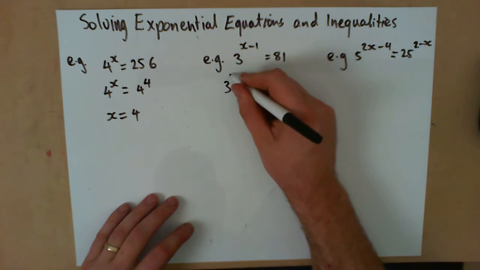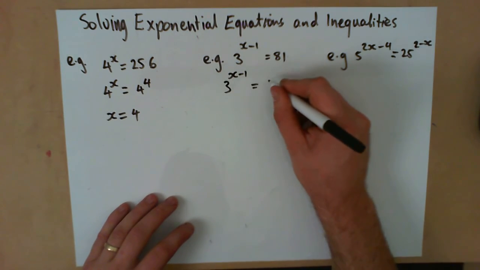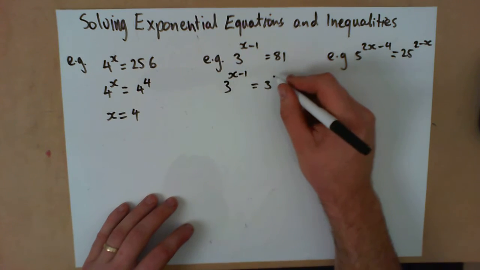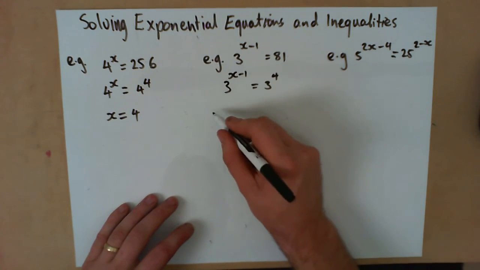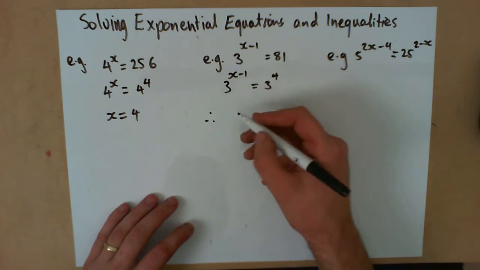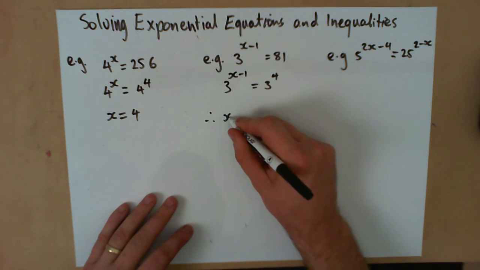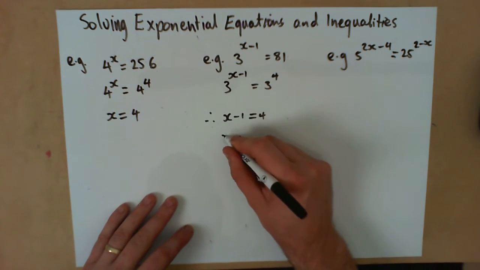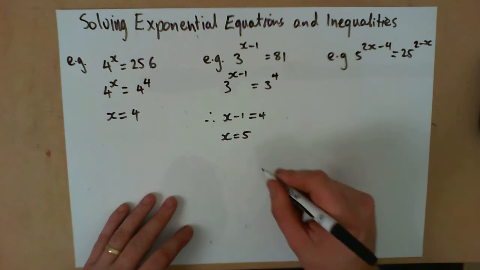Similarly, with this one, 81 is a power of 3. So we can say that 3 to the x take 1 equals 3, and again, 81 is actually 3 to the power of 4. So in this case, now we're allowed to equate our powers. So x take 1 equals 4, so x will equal 5.